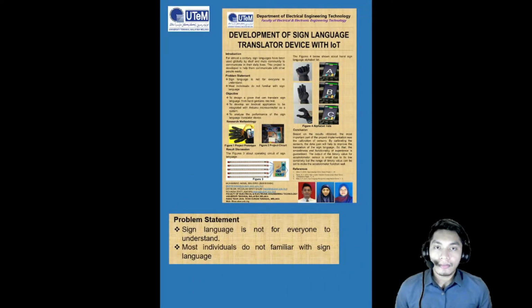My problem statement for this sign language translator device: sign language is not for everyone to understand, and most individuals are not familiar with sign language. This causes a communication barrier between normal people and deaf people. Therefore, this sign language translator is developed to overcome these problems.